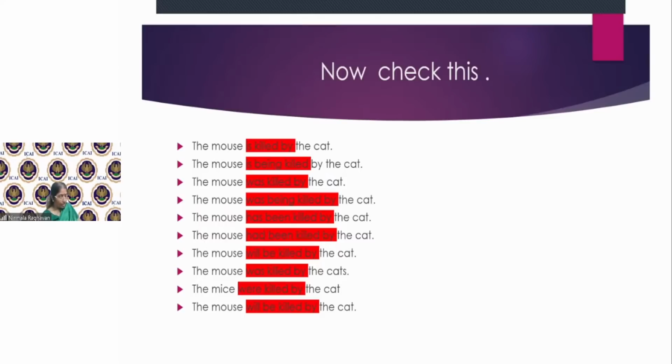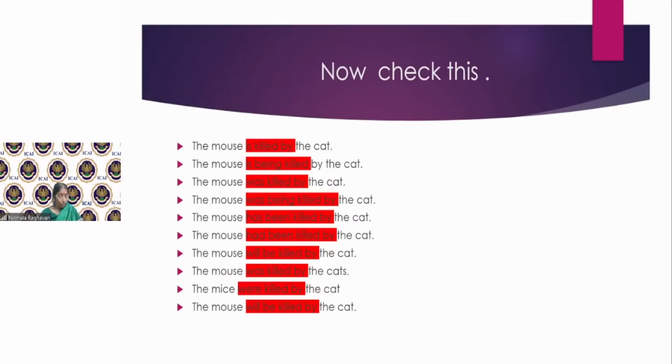Will be killing is continuous. Will kill is just a simple future tense. There is no question of which has the highest weightage. That's not how you will do.